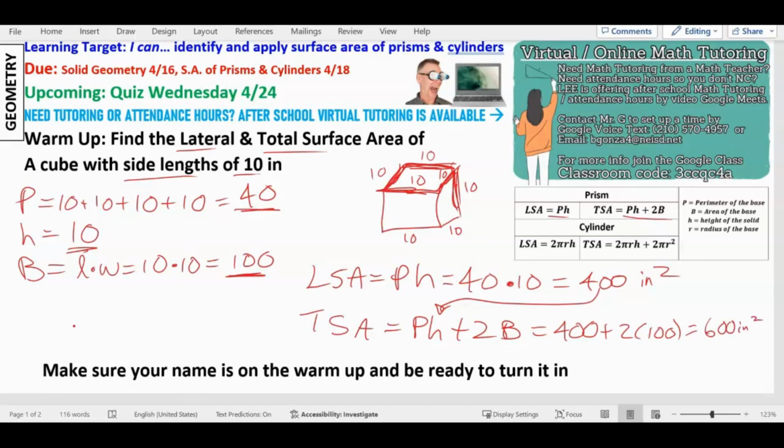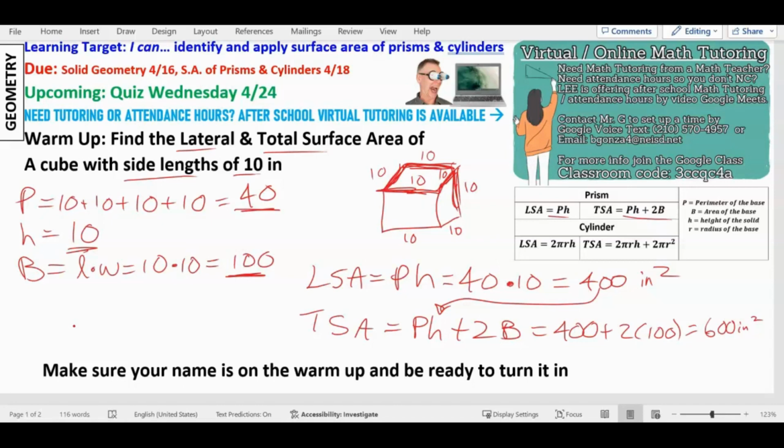Right now, make sure you have your name on your warm-up. Make sure you have this warm-up done. You should have 5 warm-ups. You put absent on any days you were absent. Pass it to the front and turn it in. You need to wrap that up real quick, okay? Because we got to move on to the notes today.